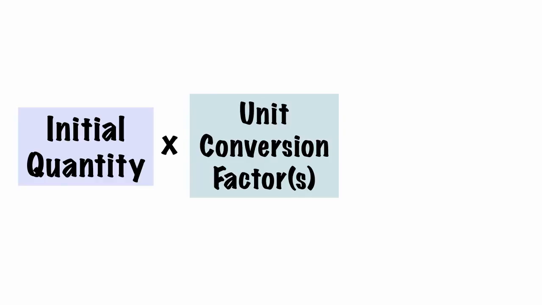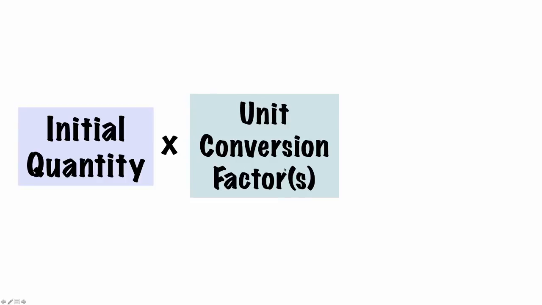And what we do in this is we start with the initial quantity, the value we have, and then we multiply by one or more what are called unit conversion factors, and this is going to be a factor which is equal to 1, where the top and the bottom of the fraction are the same value but in different units. So for example, 3 feet is equal to 1 yard, so a unit conversion factor might be 3 feet over 1 yard, or it could of course be 1 yard over 3 feet.